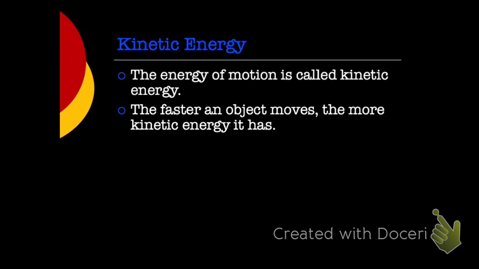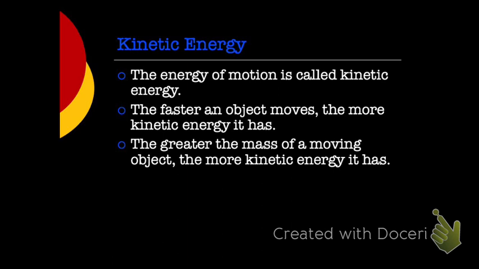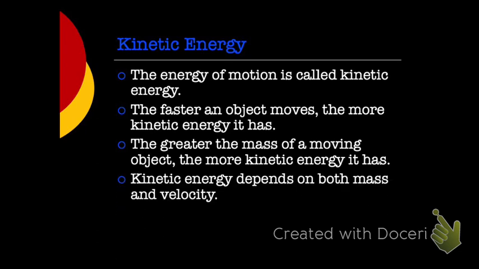So the faster an object is going, and the greater an object's mass, the more kinetic energy it has. So those are directly related. The bigger and the faster something is, the more kinetic energy that it has. So it is dependent upon both of those factors, both mass and velocity.